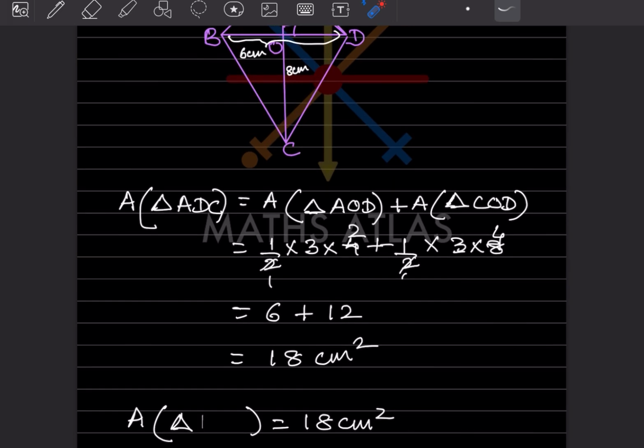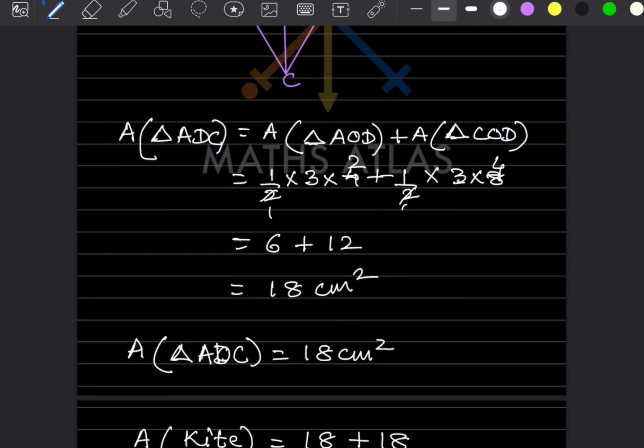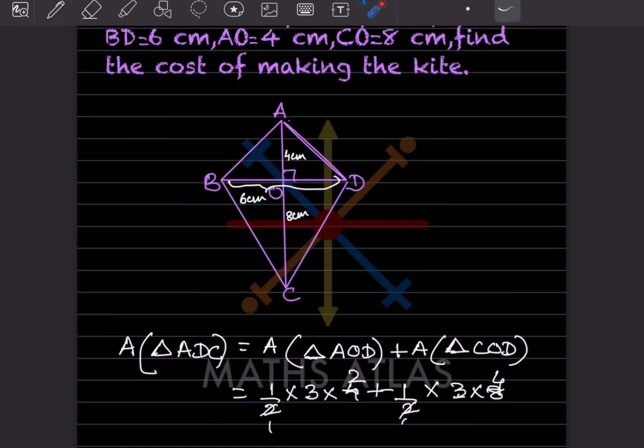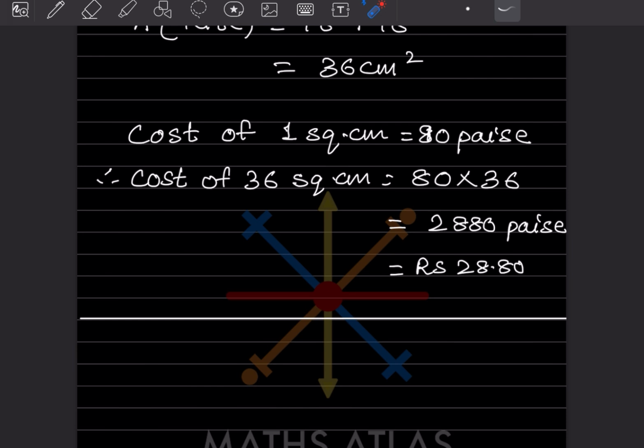So now we can write here, triangle ADC is 18. So the area of this kite in total will be 18 plus 18, that is going to be 36 centimeter square. Now it is given the cost of 1 square centimeter is 80 paise. So the cost of 36 square centimeter is going to be 36 into 80, that will be 2880 paise.